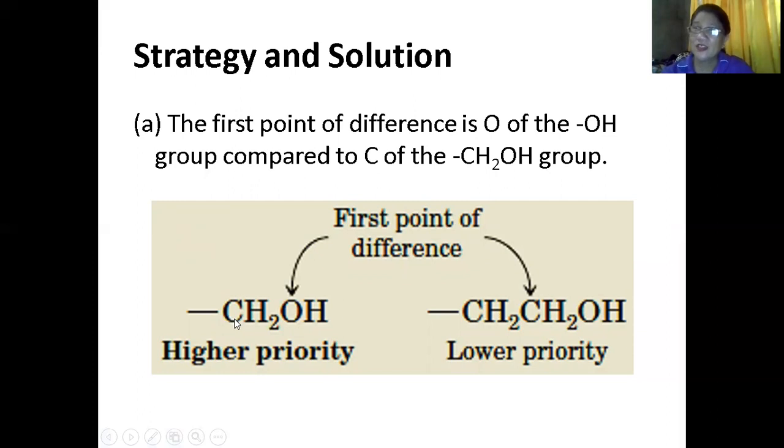This is now your carbon here. The first point of difference is this one, which has the higher priority, that is OH. Here, the OH is far away. The next priority is the CH2. This CH2 also has the next priority, the OH. Take a look.